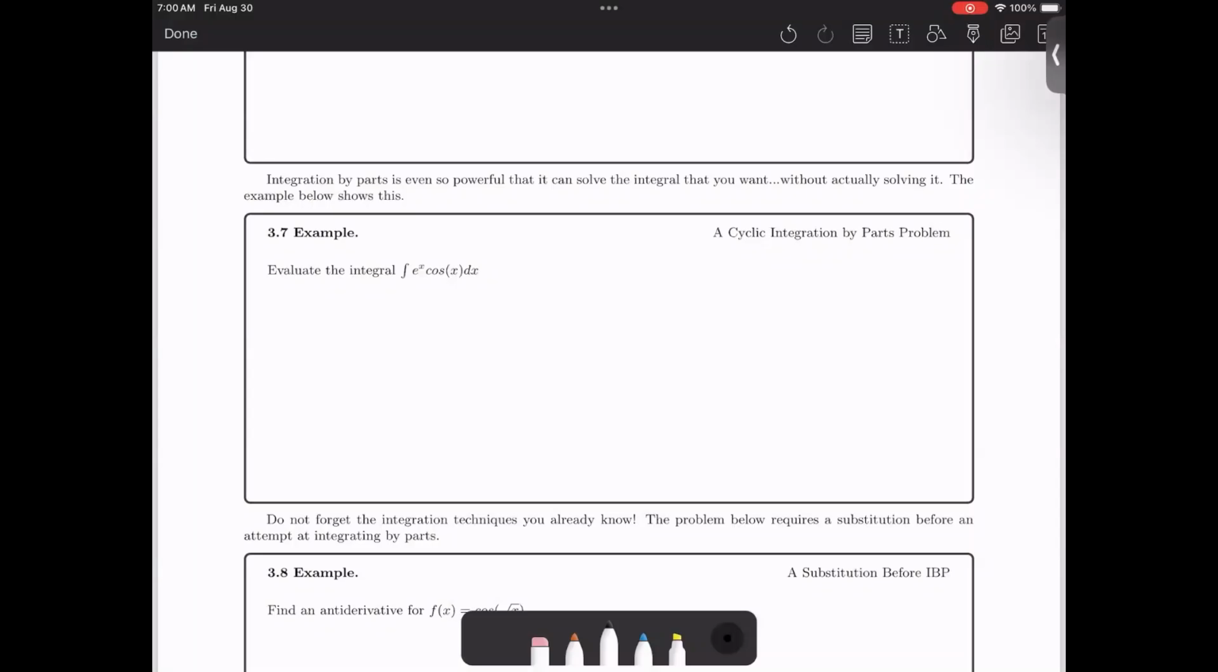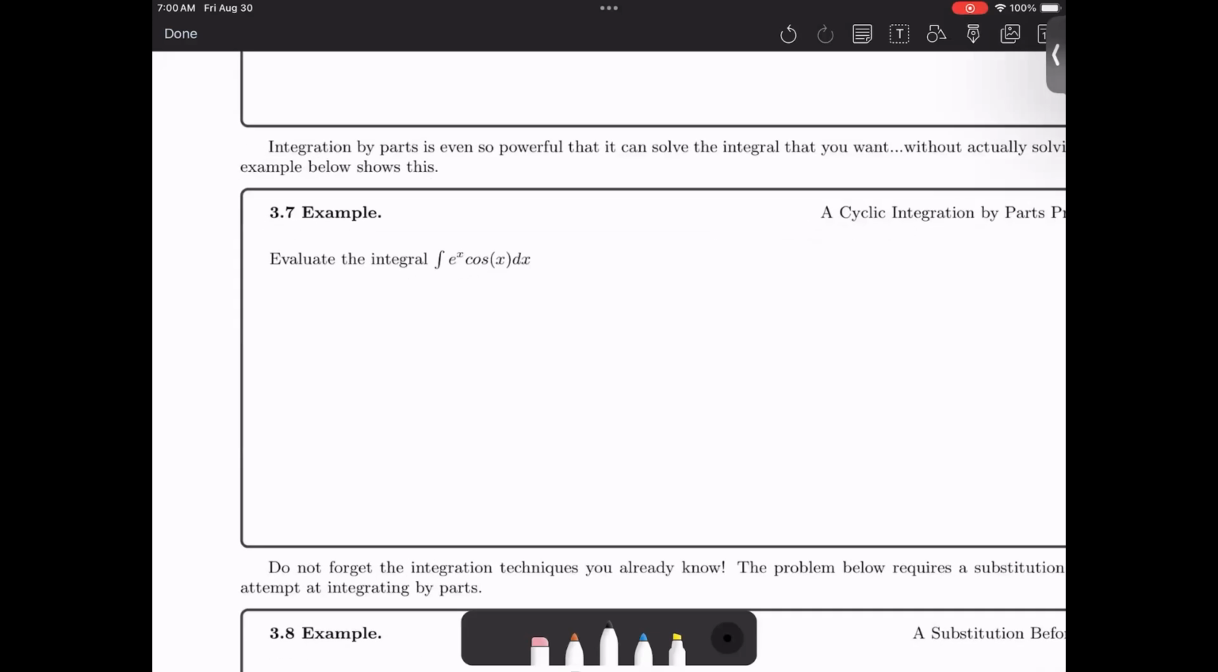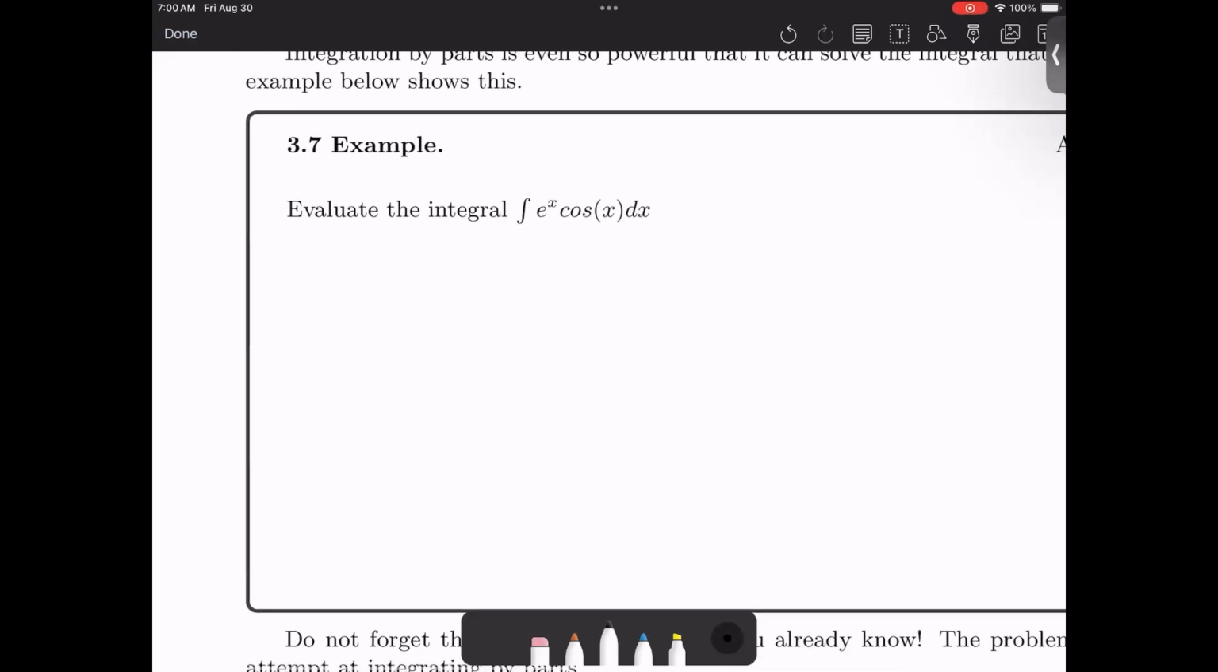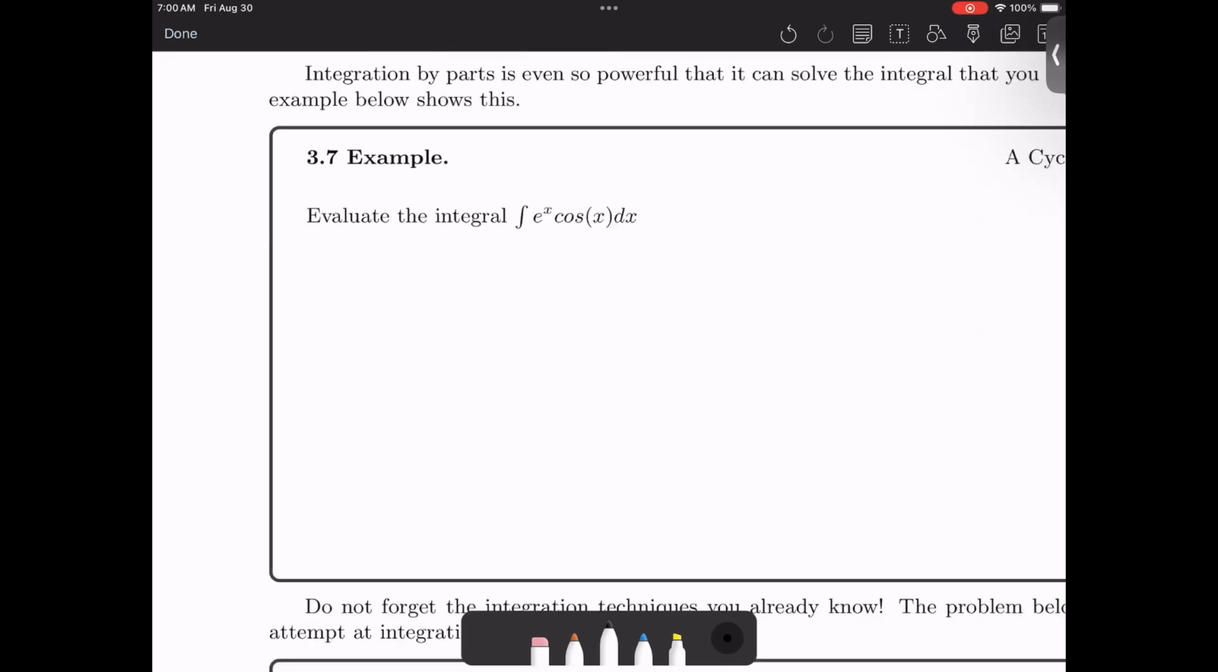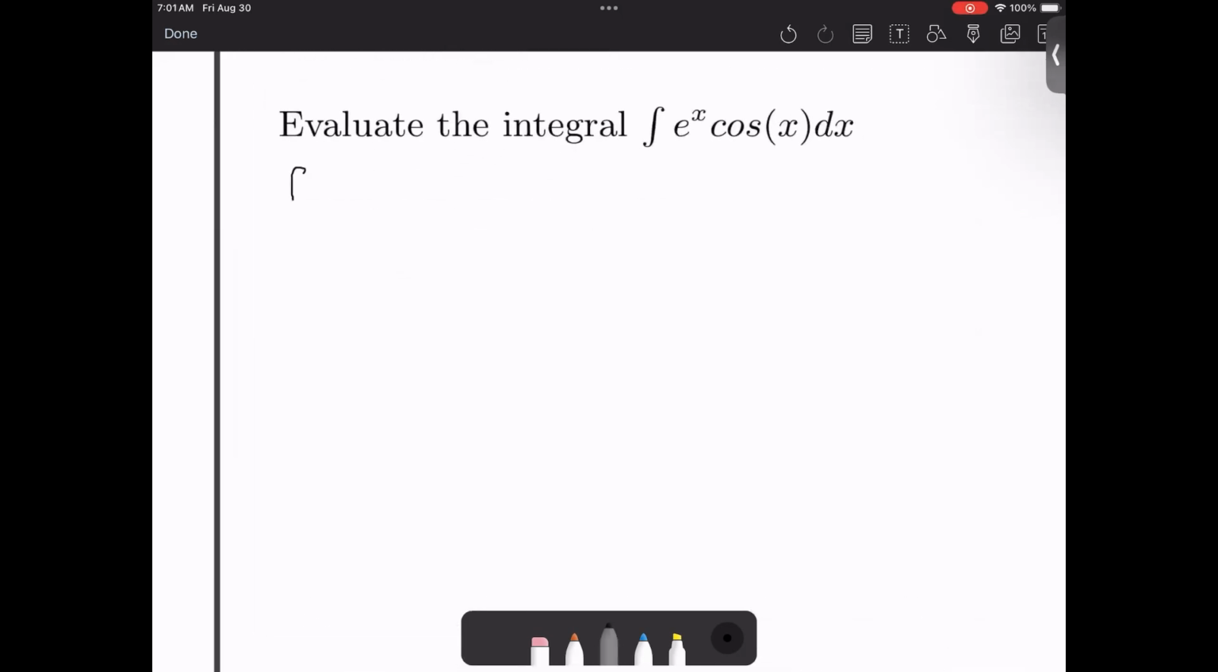This is one of my favorite problems in integration by parts because we're going to solve for the integral of e to the x cosine of x without actually ever really solving for it. And you'll see what I mean. It is going to cycle through by two applications of integration by parts, and we're going to be able to recover a formula for this integral. So let's start off with the original problem.